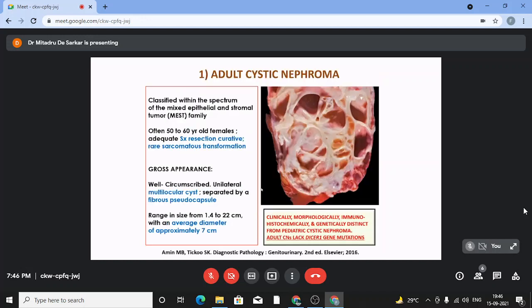So we now move into the adult renal tumors. The first one is adult cystic nephroma, which will kind of resemble the pediatric cystic nephroma. The only thing is that this is not associated with DICER1 gene mutations. The size range is again variable, starting from around 2 to 21 centimeter with an average diameter of approximately 7 centimeter. On sectioning, you will get a very well circumscribed cyst, which is unilateral and multiloculated with very fine, thin fibrous septae separating the various cystic locules. Surgical resection is enough, and the transformation to higher grade malignancies is uncommon.